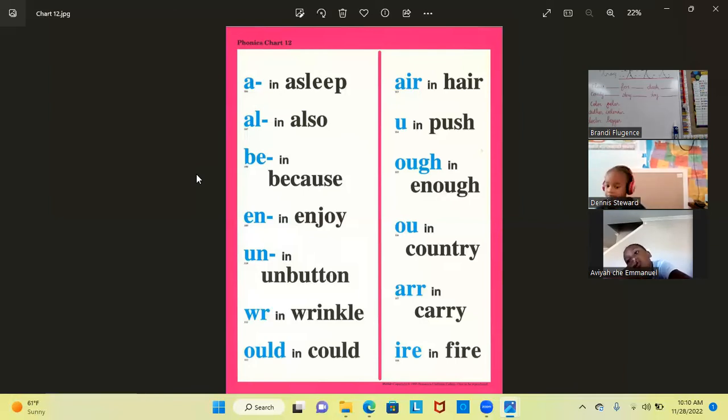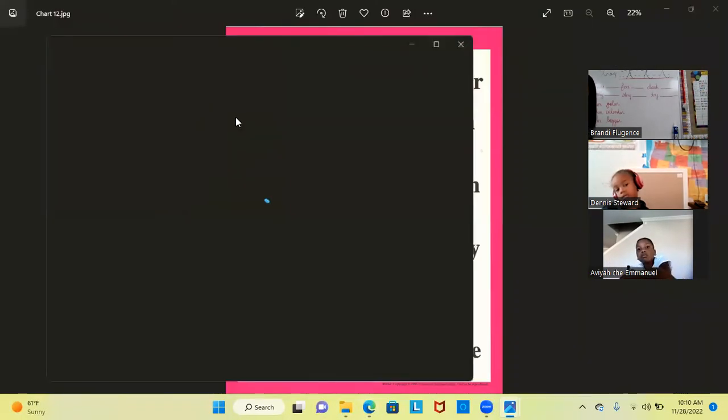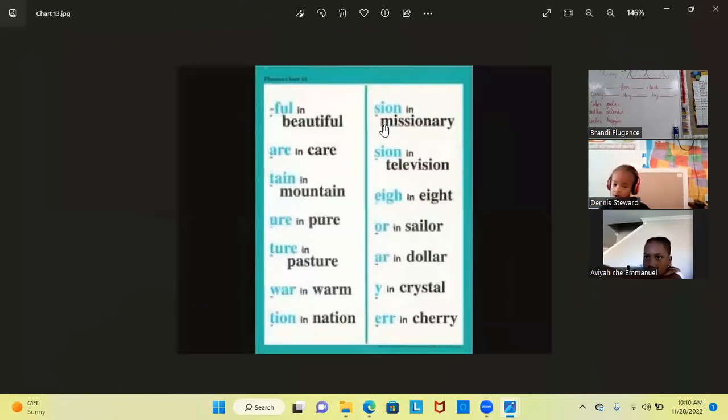Enough. You said all, her, air and carry. I-R-E says I, is right, and then we have our last one, 13. Okay, F-U-L says full, mountain. U-R-E is here, and here. T-U-R-E says chur, and pasture.